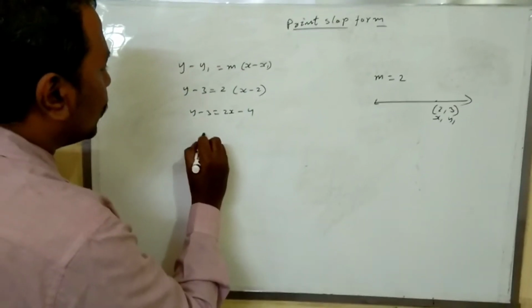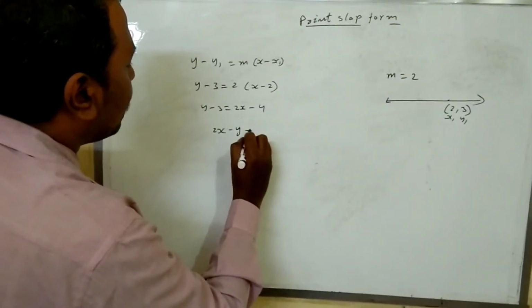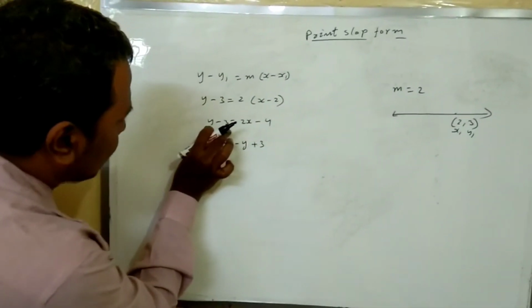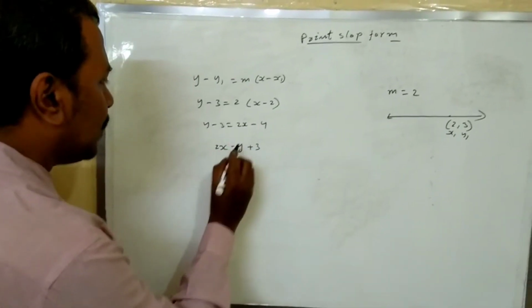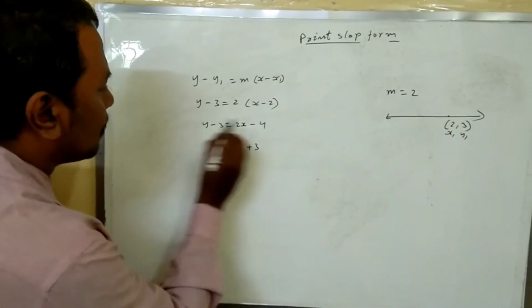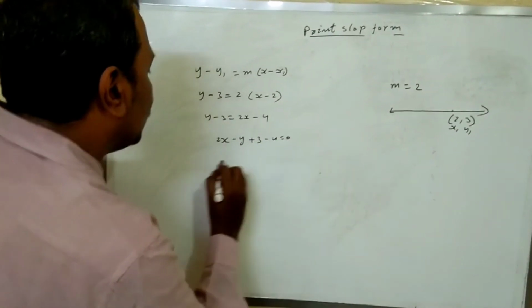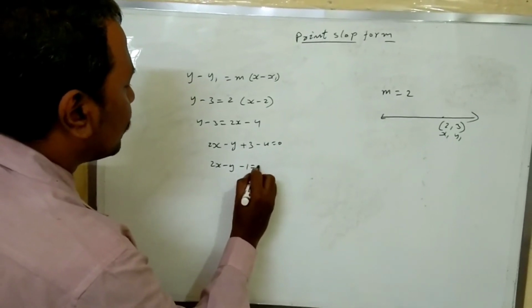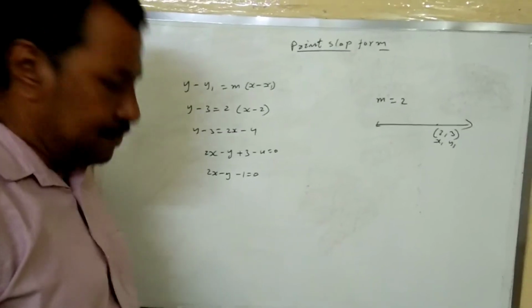I am taking this entire expression to the other side: 2x minus y plus 3 minus 4 is equal to 0. That is 2x minus y minus 1 is equal to 0. Okay, so this is what you call point slope form.